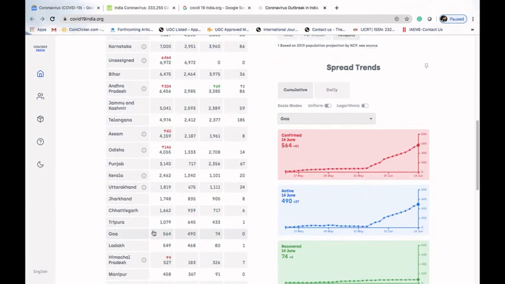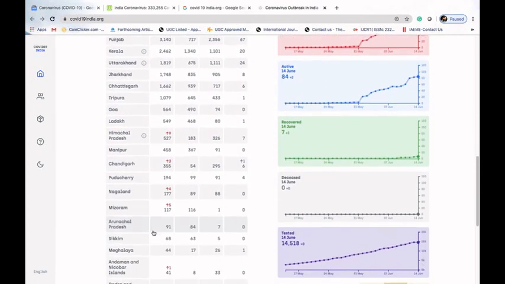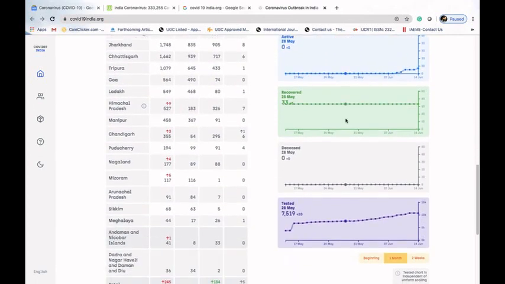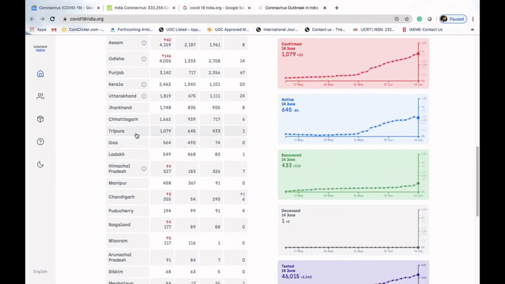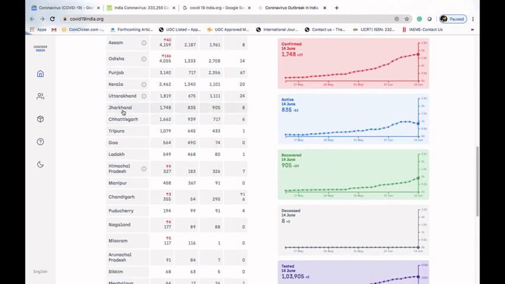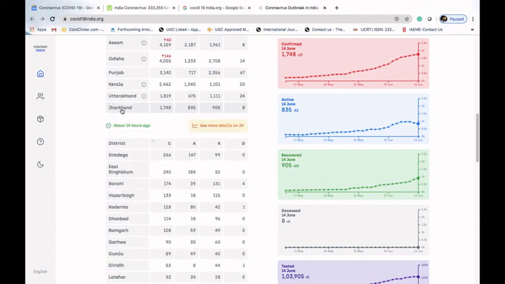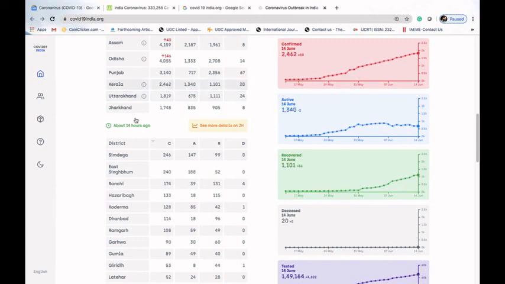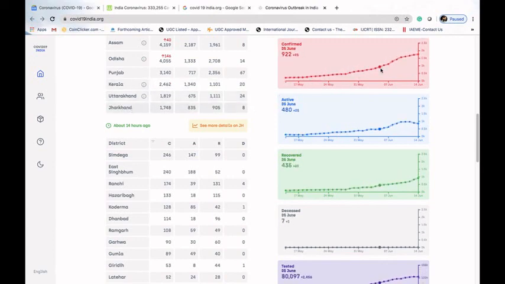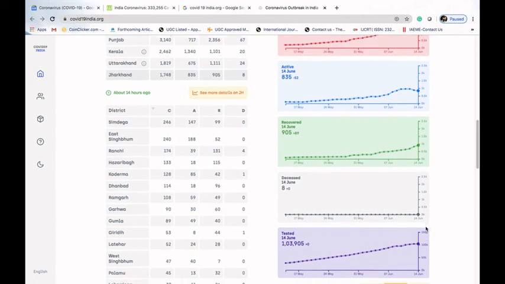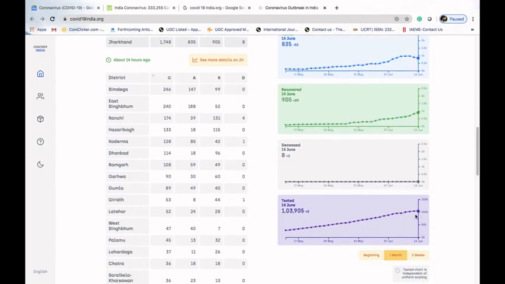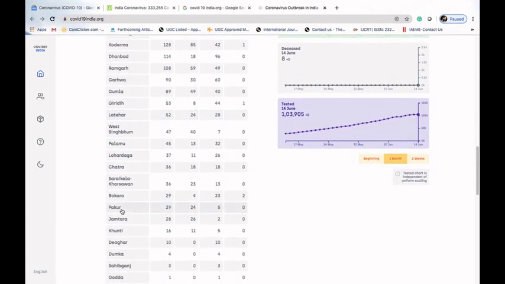Now we can also get the information in a graph. On the basis of the graph, you can click on any state. Suppose we click on Jharkhand. In the case of Jharkhand, the total number of cases is increasing, the active cases are now reducing, and the recovery is increasing. Deceased is more or less similar, and the total number of cases is also reaching saturation. And this is the district-wise information of Jharkhand.